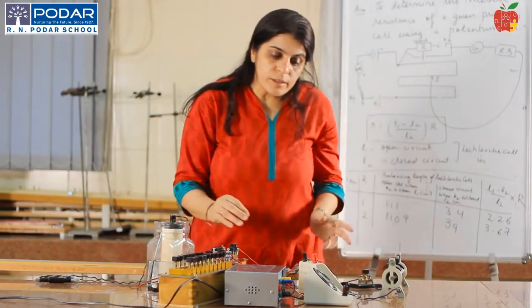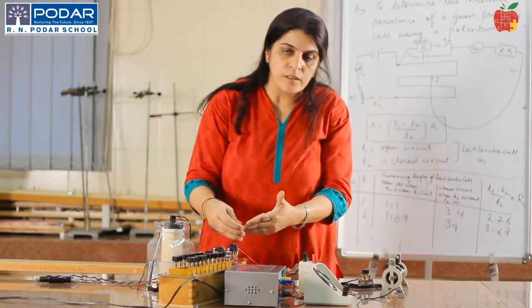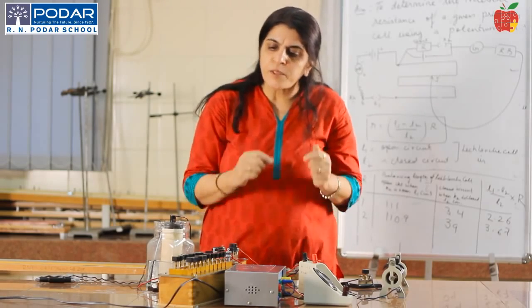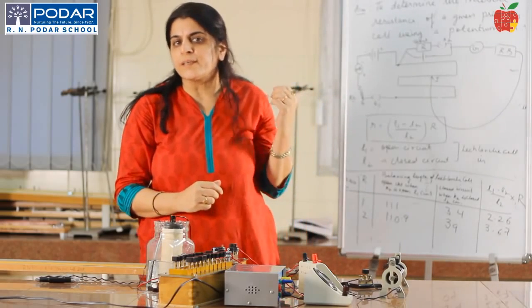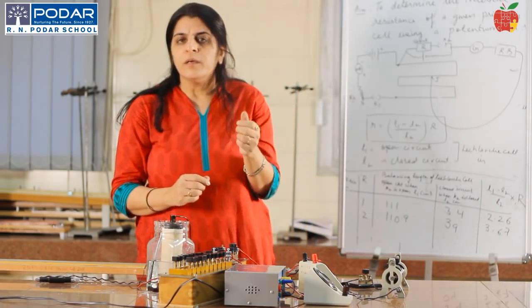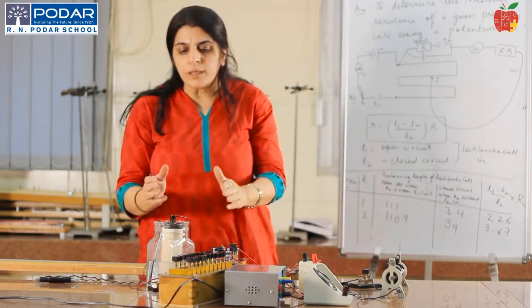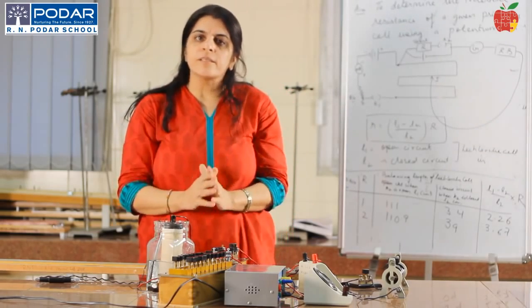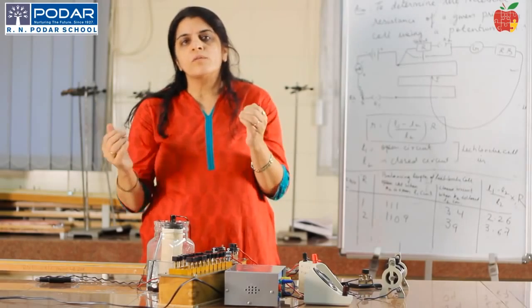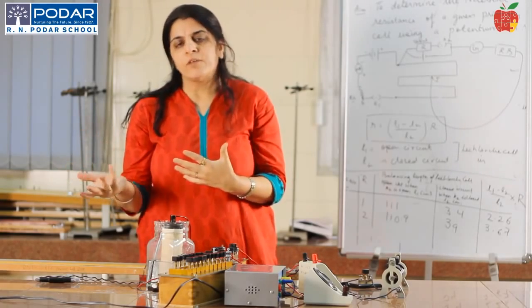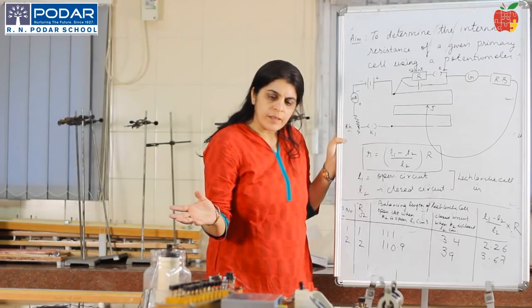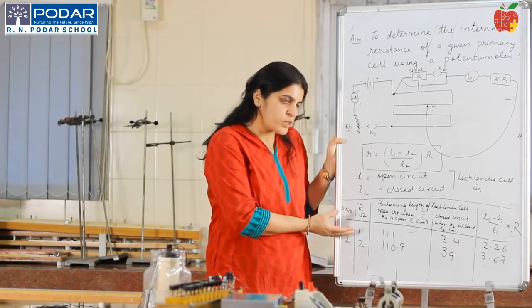So what do you do as students? For different values of shunts, find the values of L1 and L2 and substitute in the formula for the internal resistance, that is (L1 minus L2) upon L2 into the shunt resistance R. So you will find that the value of the internal resistance varies from 2 ohms to 7 ohms.